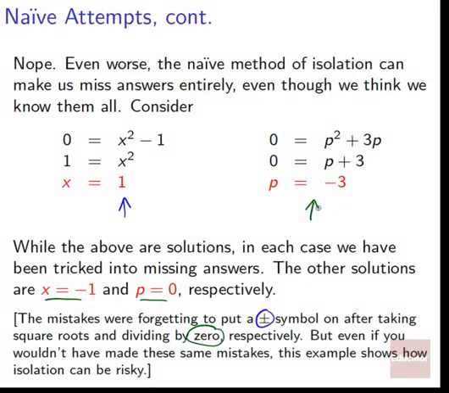But even if you personally wouldn't have made those same mistakes, this example shows how it's easy to forget those things in the heat of actually trying to do the math. You might forget about that, and you might accidentally make one of these mistakes, so it's risky to try this method of isolation. We need something that works better.